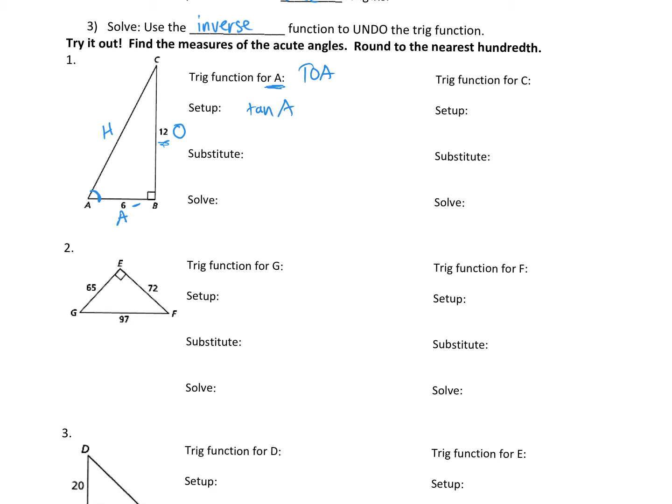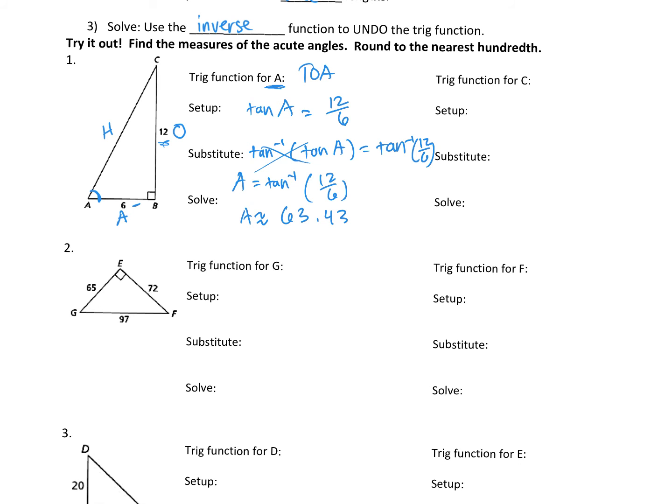So here, my tangent is going to be the opposite over adjacent, which is 12 over 6. Now we can solve for this. So now we want to take the inverse tangent and it should solve for it. So this gives us A. This cancels out tangent. The inverse tangent of 12 over 6. We punch that into the calculator. A should equal 63.43. Okay. Next one, we want C.